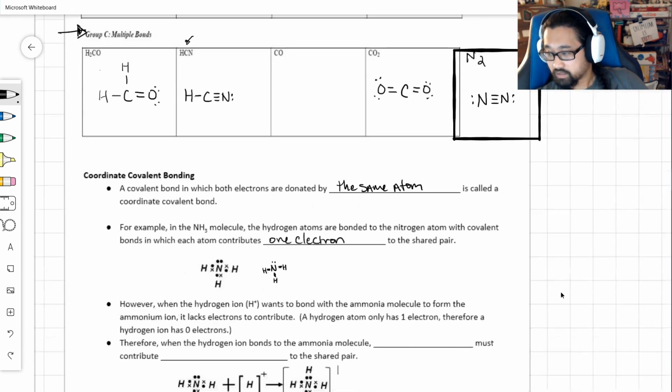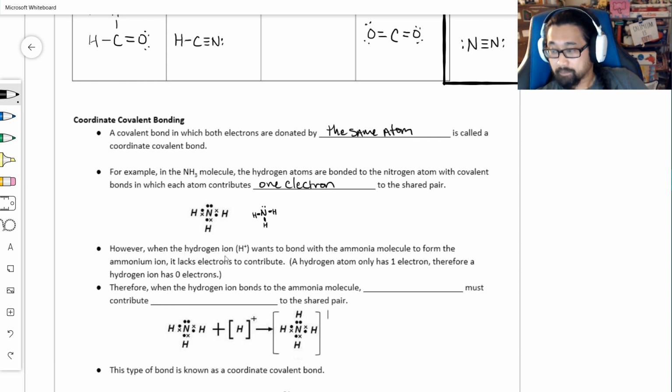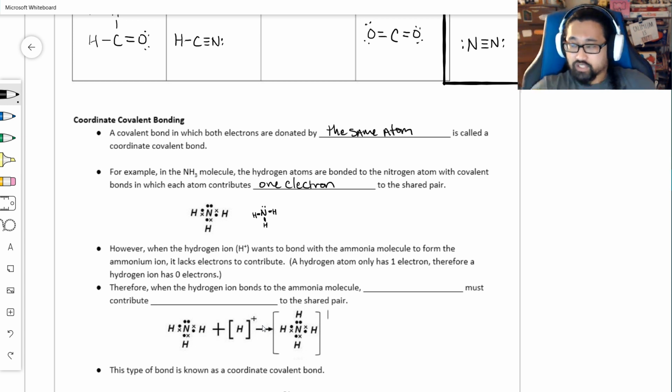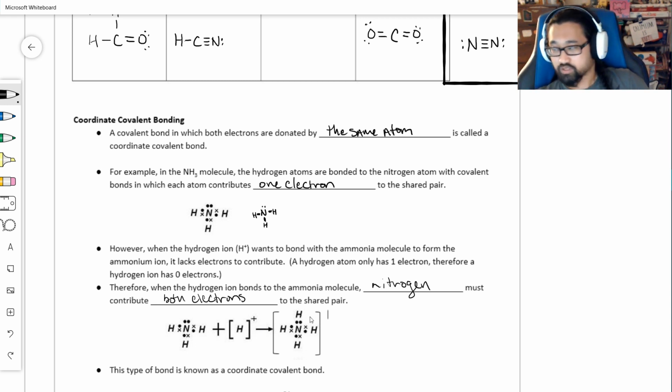If you want to make the ammonium ion, you take ammonia and you add an H plus to it. You just add an H to it. H plus is H with 0 electrons. Well, if H wants to add on to this, H doesn't bring any electrons to the table. So when the hydrogen ion tries to come in and bond to this ammonia molecule, ammonia, or really nitrogen, has to contribute both electrons to the pair. And this is special. It's called a coordinate covalent bond.